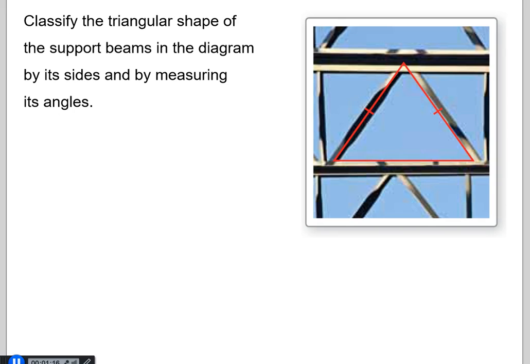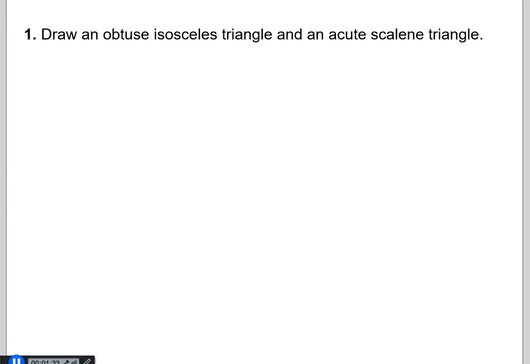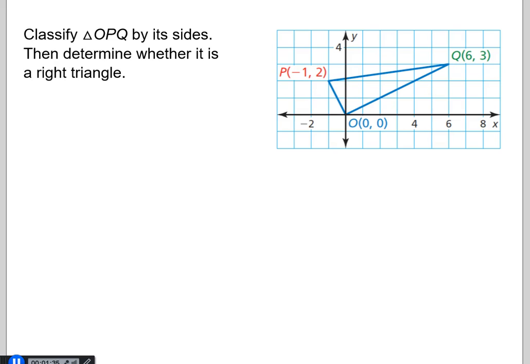So if we wanted to classify this triangle, how many sides does it have the same? 2, so it's an isosceles triangle. And then if we classify it by its angles, what do you notice about those angles? They're all acute. So this is an acute isosceles triangle. We can name it both ways. Okay, we're not going to practice those.